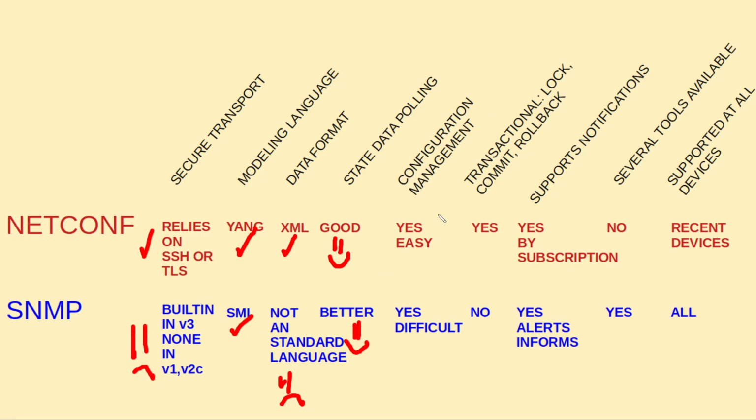Regarding configuration management, yes, we can do it with NETCONF, and it is really easy. With SNMP, we can do it, but it is difficult. Regarding transactional support for configurations, such as locking, committing, and rollbacking configurations, yes, we can do it with NETCONF. This is built in the protocol, whereas with SNMP, we cannot do it. We will rely on an external software to do that. Regarding supporting notifications, NETCONF, yes, can do it with subscriptions, whereas with SNMP, yes, we can do it with alerts and informs.